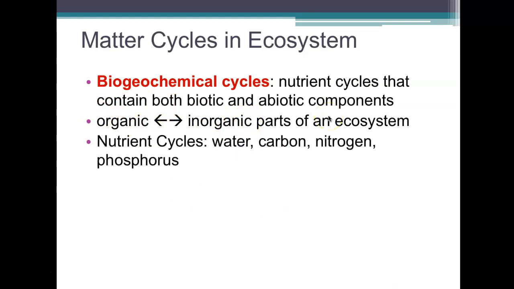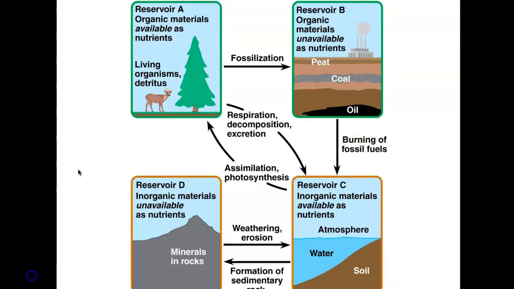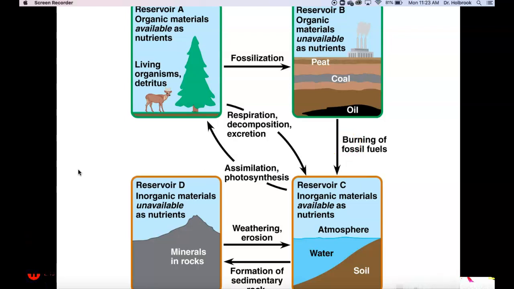Nutrient cycles, like I said, water, carbon, nitrogen, and phosphorus are the nutrients that we're going to discuss. This picture right here on page 379 is just showing you how organic materials, depending on where they are in a cycle, can be available or unavailable. If we start in the top left, organic materials are available as nutrients, and you have living organisms and or detritus. Those things get fossilized, and when they get fossilized, they are then compressed down into the earth, and now they're unavailable as nutrients.